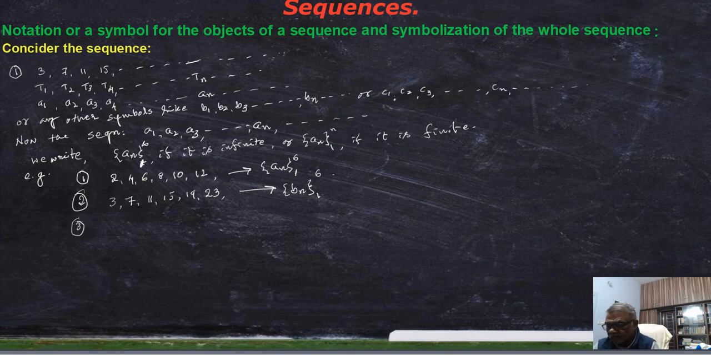And third one, 1 by 2, 2 by 3, 3 by 4, 4 by 5, 5 by 6, 6 by 7, 7 by 8, 8 by 9. This I can write down as Cn, 1 to 8, since there are 8 terms.